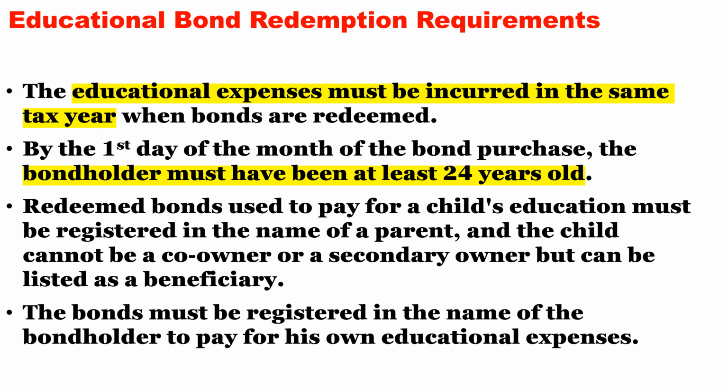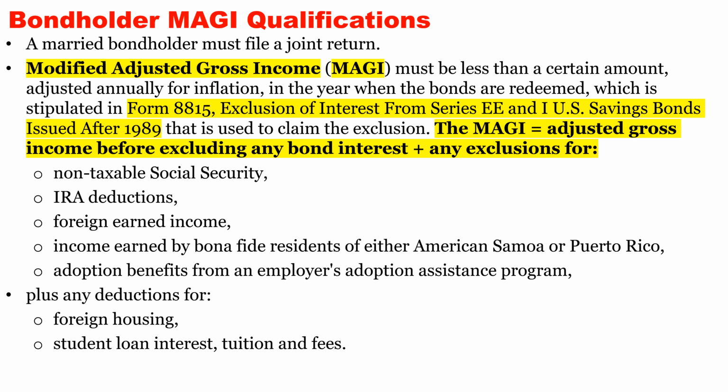There are also some redemption requirements, the primary requirement being that the educational expenses must be incurred in the same tax year the bonds are redeemed. The tax savings for the educational bond program is limited by income, specifically Modified Adjusted Gross Income, or MAGI. MAGI equals taxable income plus additional income that would otherwise be excluded or deducted when calculating normal tax liability. For instance, IRA deductions would have to be added back to taxable income.